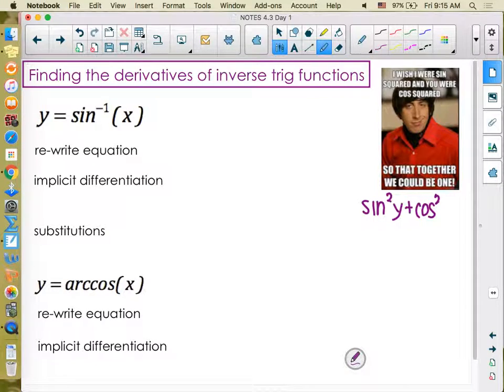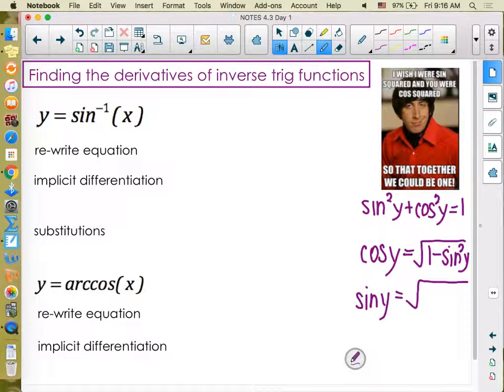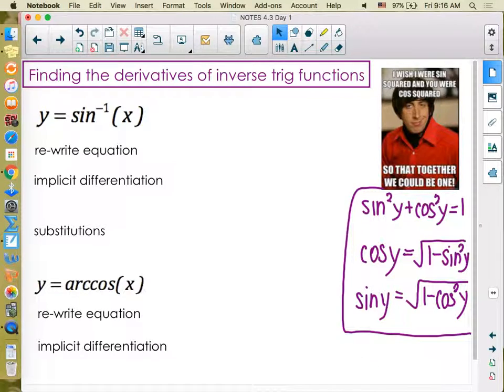If I move that around, remember, pause the video to move that around if you need to, I can use one of 2 forms of this in what we're going to do today. If I move it around, I can get cosine of y to be equal to the square root of 1 minus sine squared of y. I would subtract, take some square roots. I can also get sine of a particular y value to be the square root of 1 minus cosine squared of that same value. These are going to be substitutions that we use today to come up with the inverse trig derivatives.